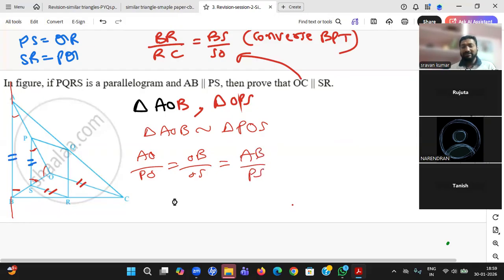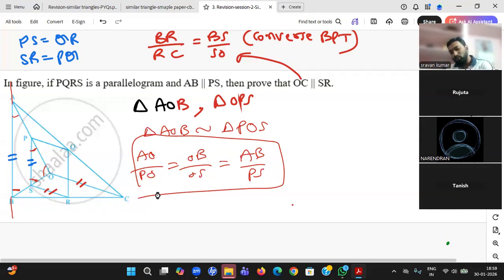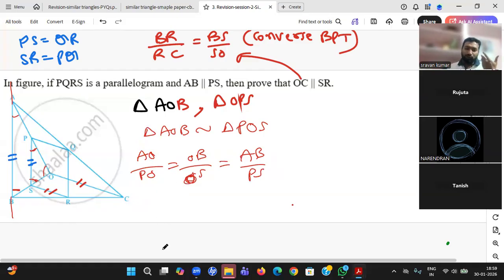You see why similarity helps rather than BPT? I got 3 equations. In BPT, I got only 2 equations. That is where similarity will help you in another way. Yes, Arshini, right answer. So similarity will help you more, students. Whenever the option is there, you can use similarity also, because I'm getting 3 equations.